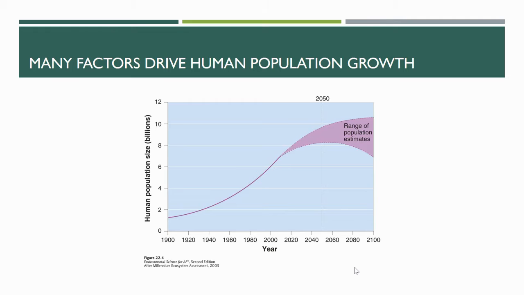This graph shows you what our population increase has been since 1900, and then the estimates of ranges of where we might be within the next 100 or so years. So we will either start to level off, keep increasing, or perhaps start to decrease.